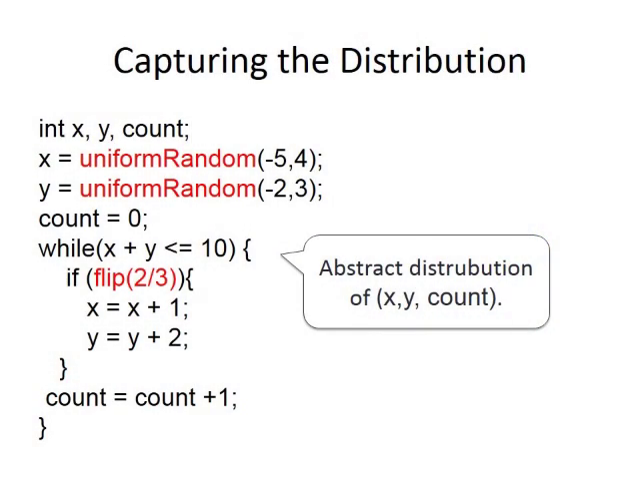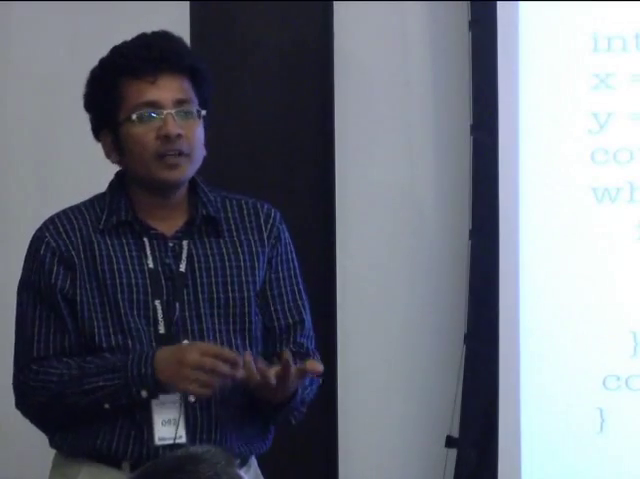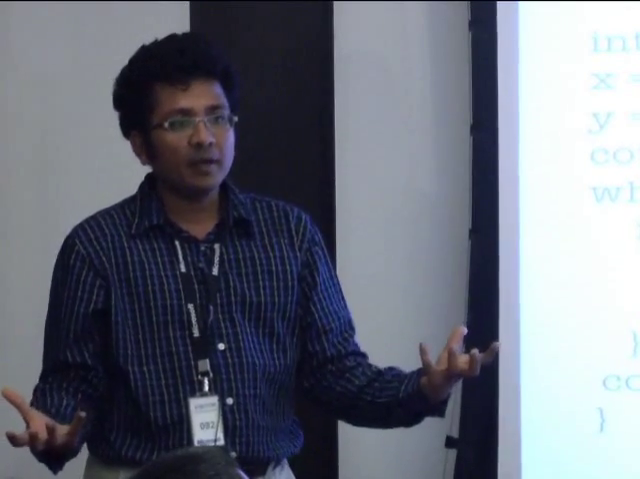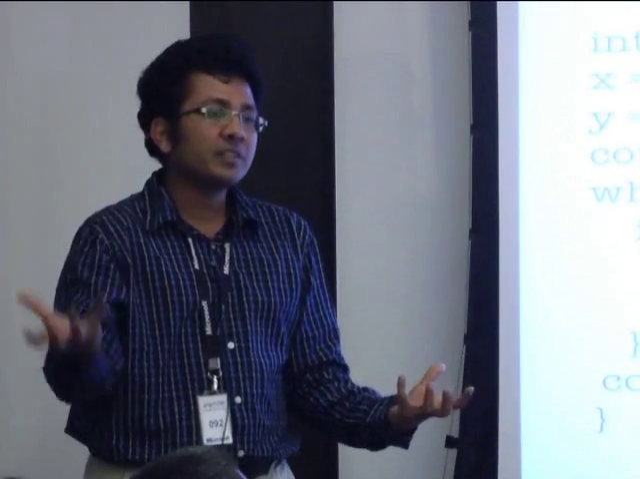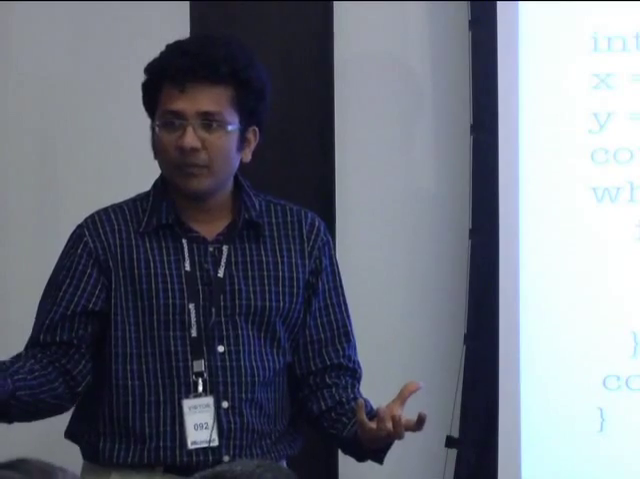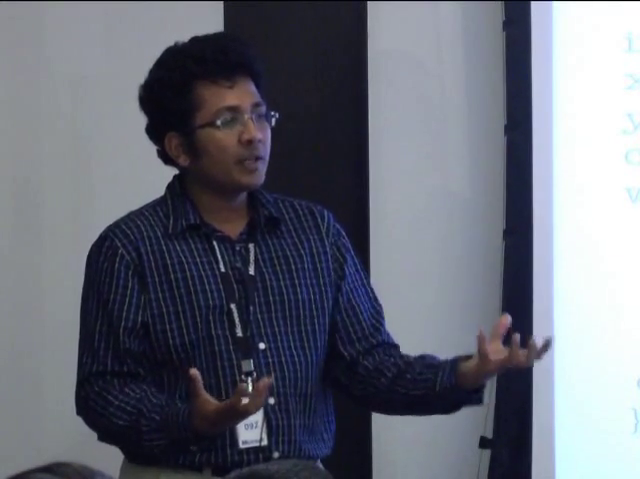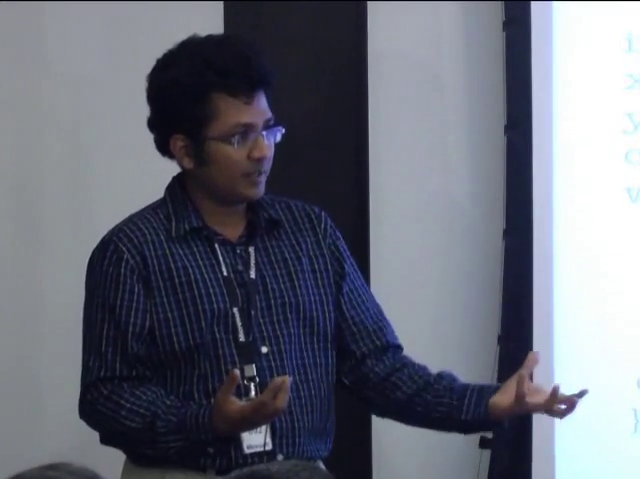So what does capturing the distribution mean? You can think about it in abstract terms. In a non-deterministic program, when you do abstract interpretation or model checking, what do you need? You need a representation for sets of states. You can use BDDs, you can use polyhedra, you can use combinations of abstract domains, but what they are representing are sets of program states, right?